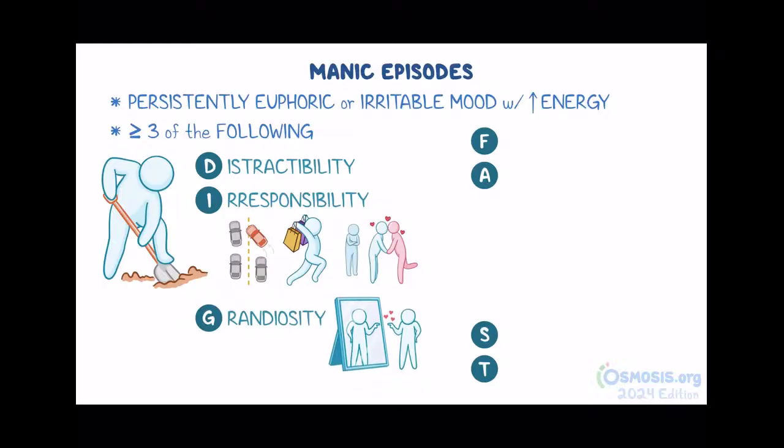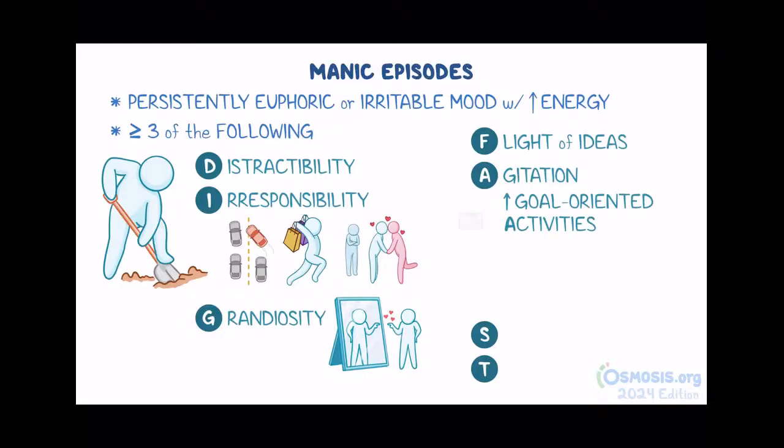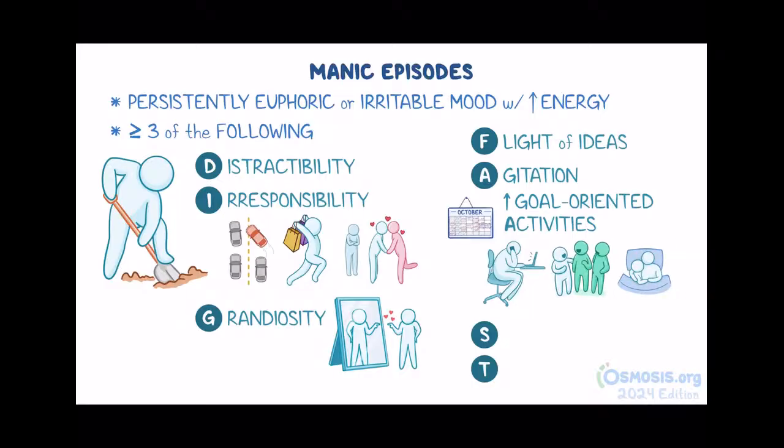grandiosity and unrealistic self-confidence. Next, F stands for flight of ideas, while A refers to psychomotor agitation, but also increased goal-oriented activities involving excessive planning, multitasking, increased sociability, and sexual drive. Finally, S stands for sleep deficiency but still feeling rested and energetic, and T for excessive talkativeness that is rapid and hard to interrupt.